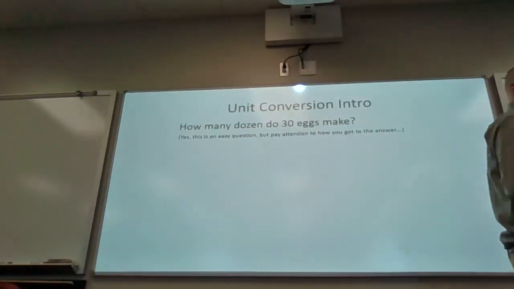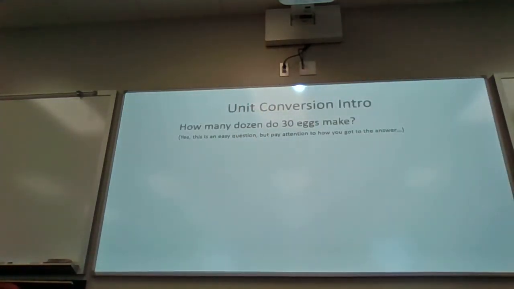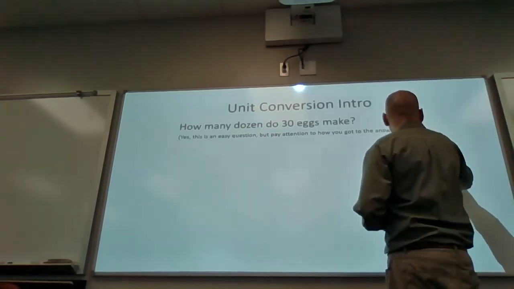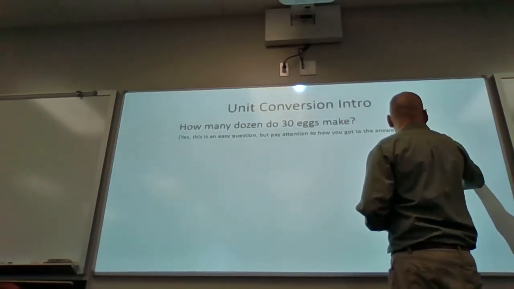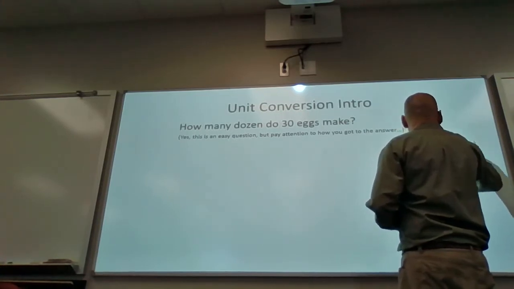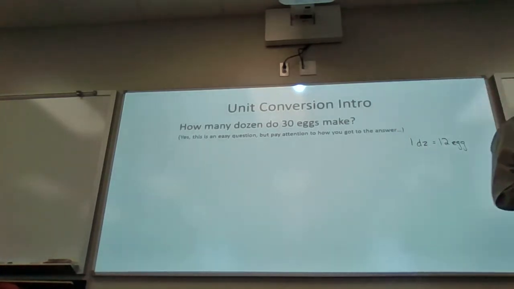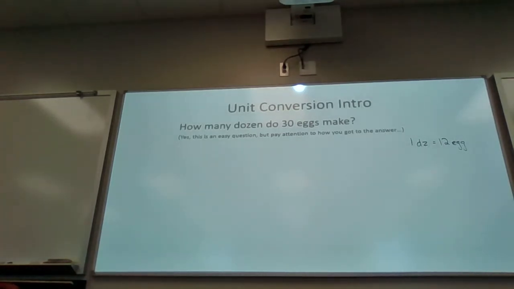What conversion factoid are we employing here? Like, what do we know is true about a dozen? 12. So we're going to say 1 dozen is equal to 12 eggs. Doesn't have to be eggs, but we're just going to go with eggs because we're talking about eggs. Now, those two are equivalent, right?